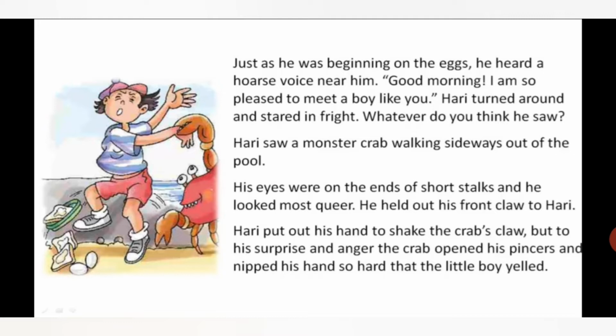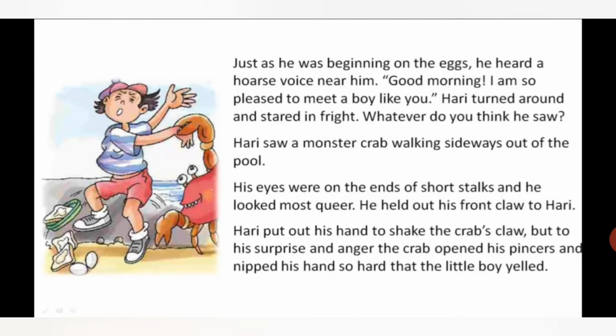Okay, as he was starting to eat the eggs, he heard a hoarse voice. Hoarse voice means a rough and deep sounding voice near him. And what did he hear? He heard, "Good morning, I'm so pleased to meet a boy like you." When Hari turned around, he saw a monster. He was scared. He stared in fright, like he was very much scared. He saw a monster crab walking sideways out of the pool. He saw a monster crab coming there.